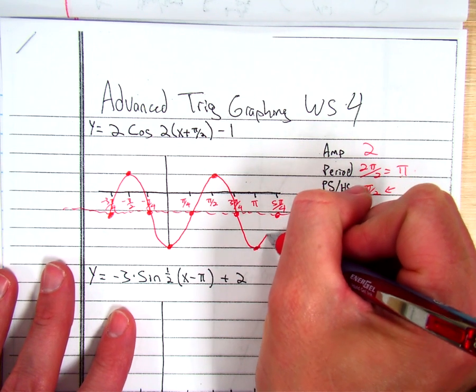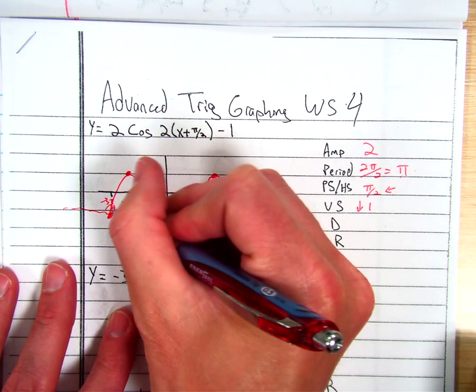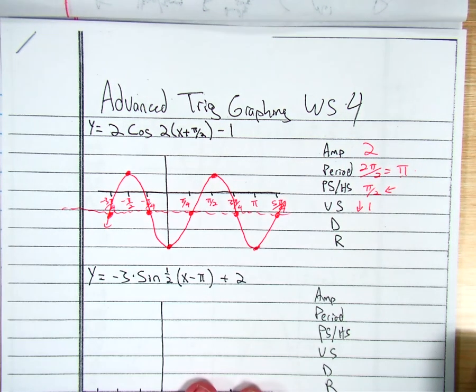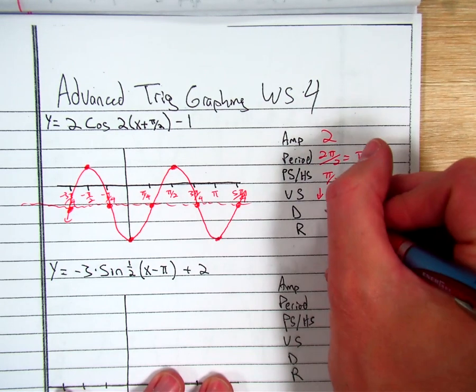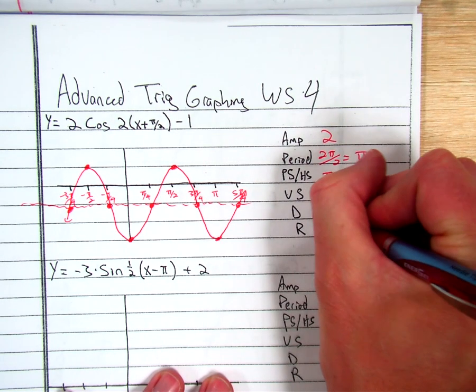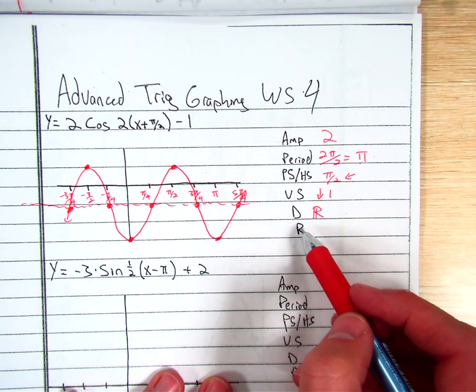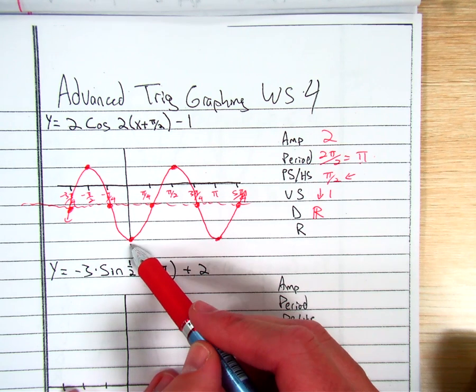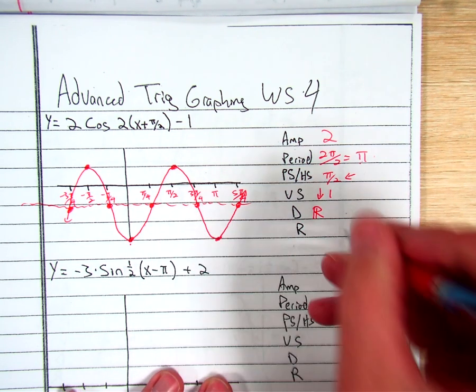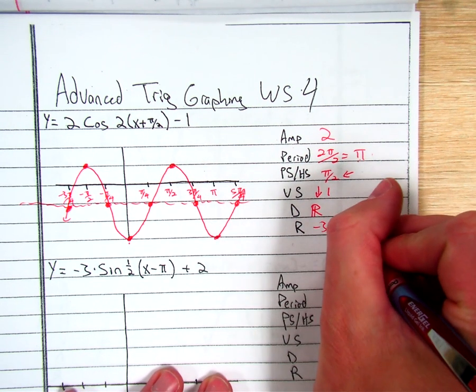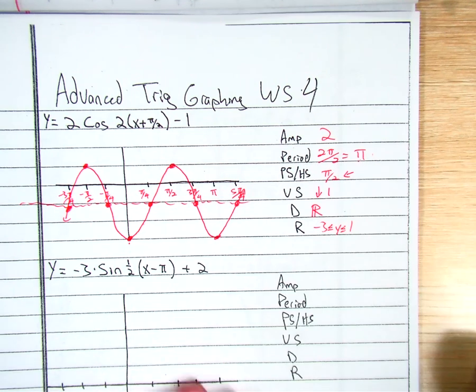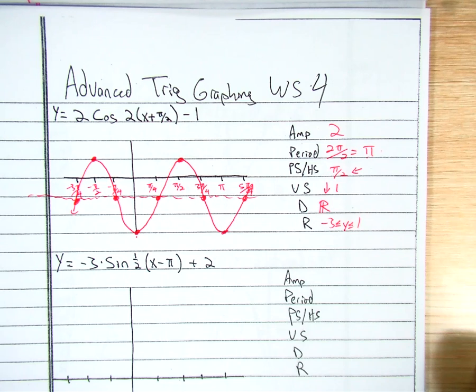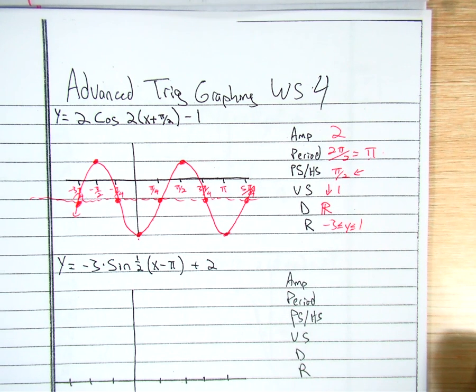Try to get a good one here for you. Okay, we can put arrows on the ends. Okay, domain. This will go on forever, so all real numbers. In our range, we're bouncing back and forth between negative 3 all the way up to positive 1. All right, so that's one kind of problem you will have.